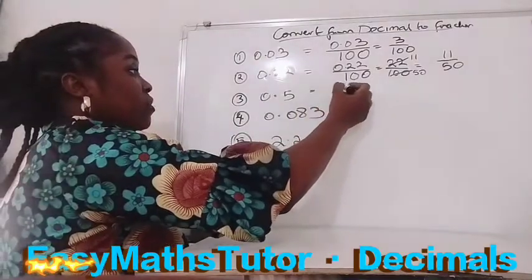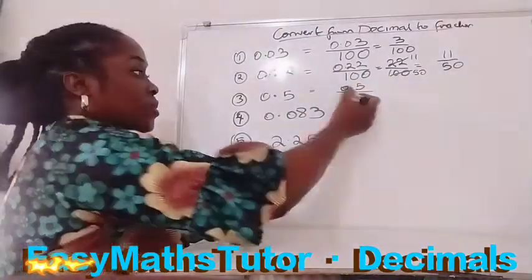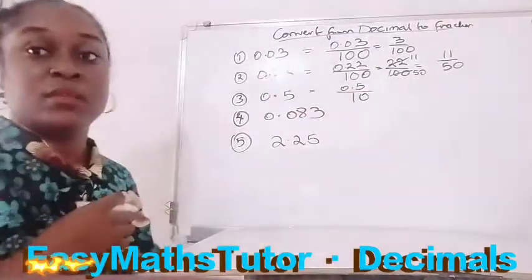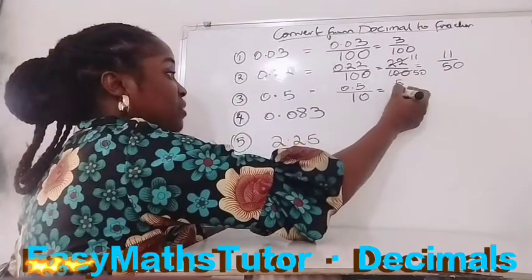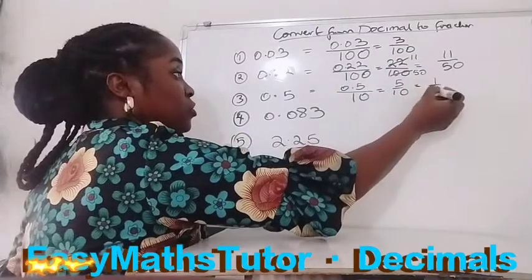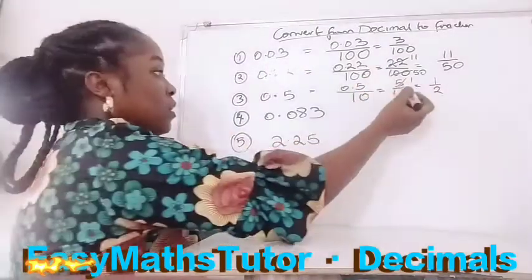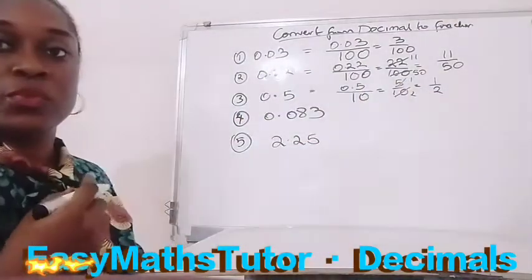Then we have 0.5. The decimal will have 1 in the denominator and 5 will represent the 0 in the denominator. So our answer will be 5/10. If we reduce this further, we will have 1/2, because if you divide 5 by 5, you get 1. If you divide 10 by 5, you have 2.